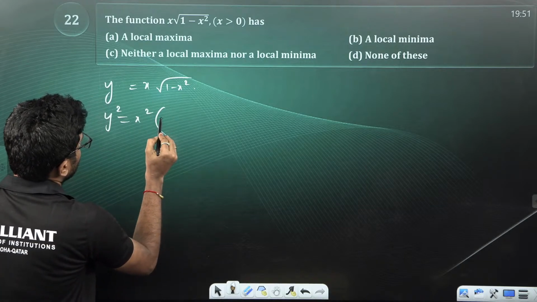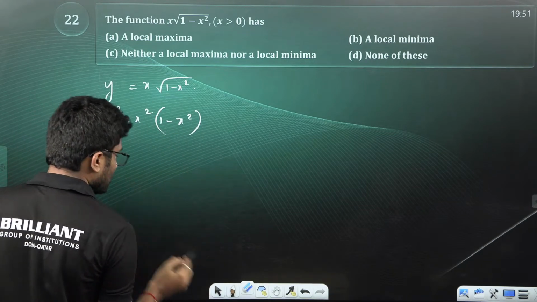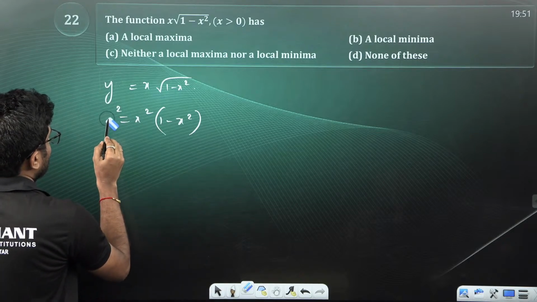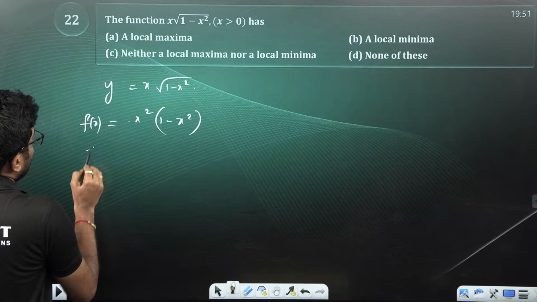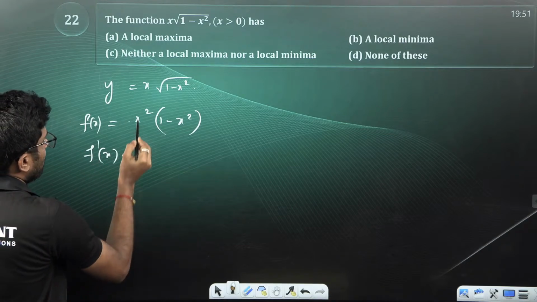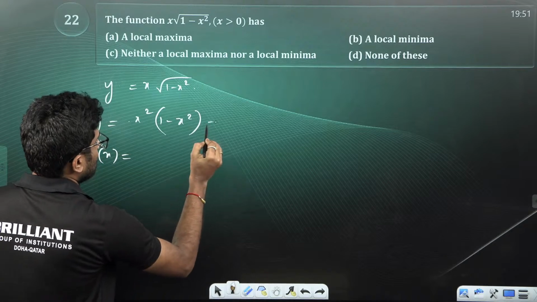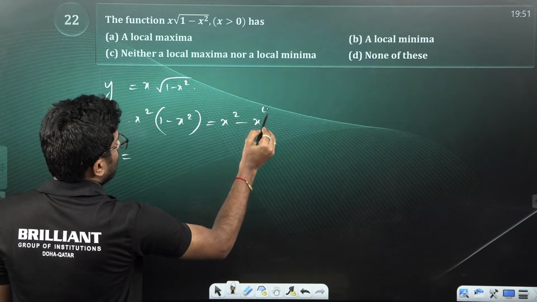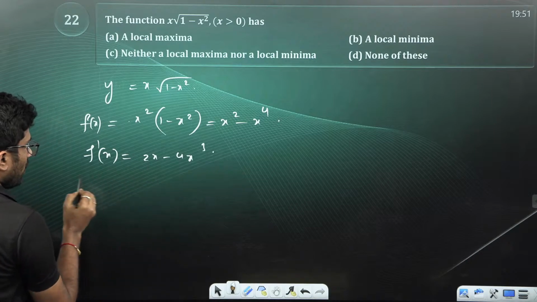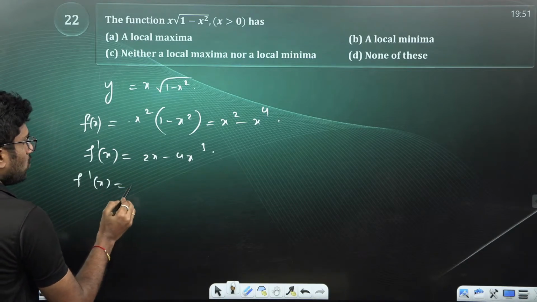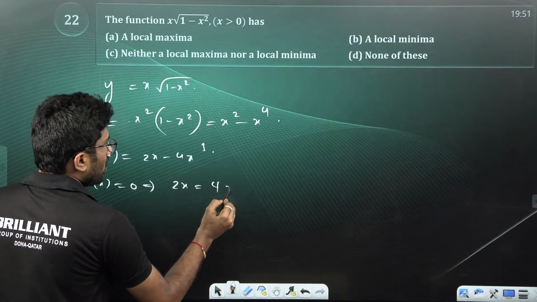Now y square is equal to x square into 1 minus x square. Let us take this as my f of x. Now what is f dash x, friends? This is something like x square into 1 minus x power 4. So f dash x is 2x minus 4x cube. Equate f dash x to 0. If you equate f dash x to 0, 2x is equal to 4x cube.